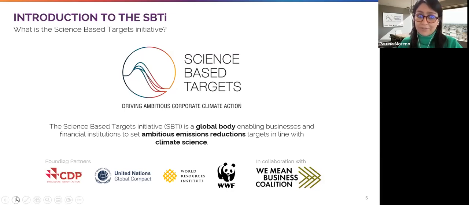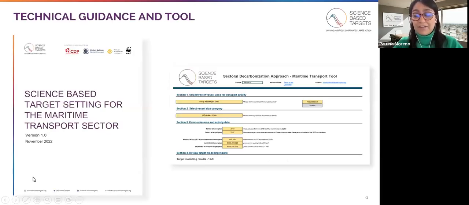As mentioned previously, we launched in December the Science-Based Target Setting for the Maritime Transport Sector and Target Setting tool to support companies in this industry in setting ambitious science-based targets. And today, we are releasing an updated version of these resources, including a document to address frequently asked questions.